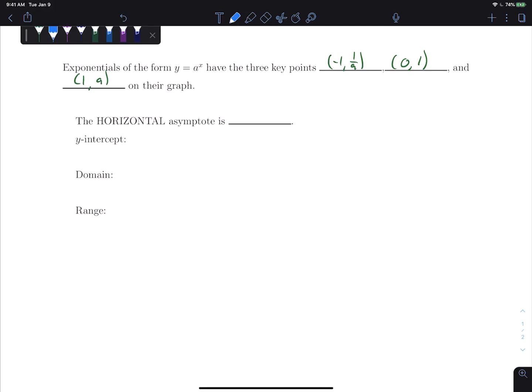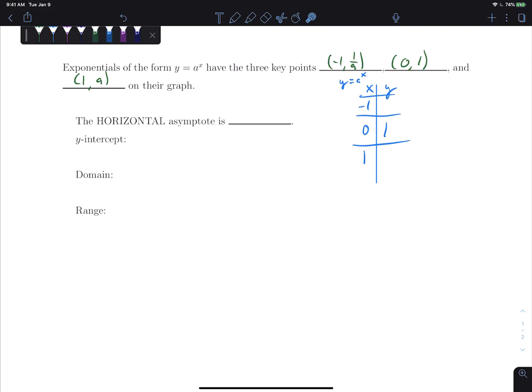Now, here's the thing. These three key points are important, and it's kind of hard to remember those. It's a lot easier to remember this when this is in a table format. So let x be -1, 0, and 1. Notice that (0, 1) will always be on the graph, so 0 and then 1 right there. So if we have y equals a to the x power, this is what we'll start out with. The question is what goes here?